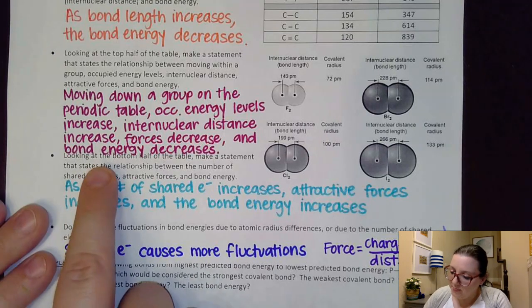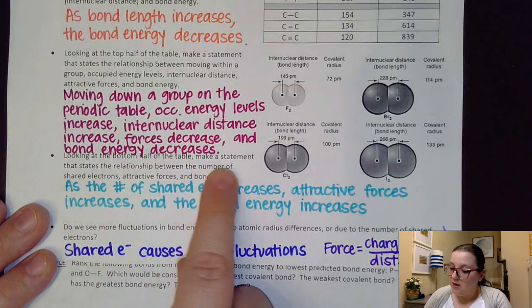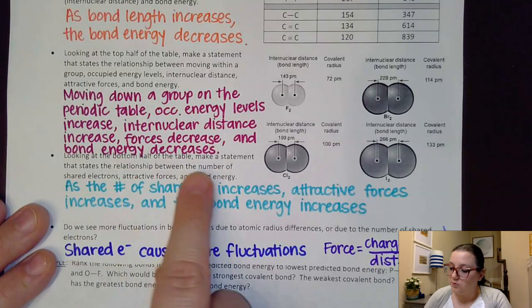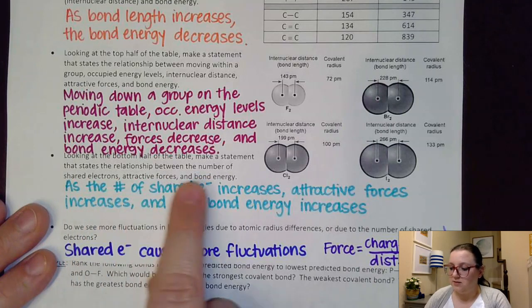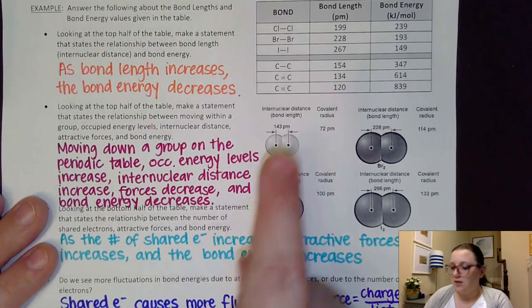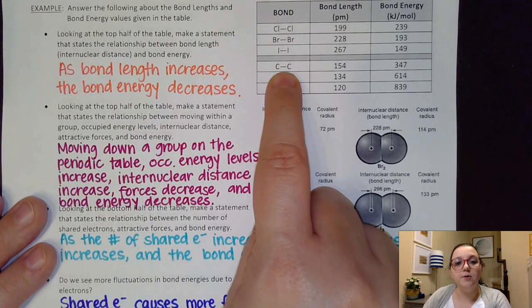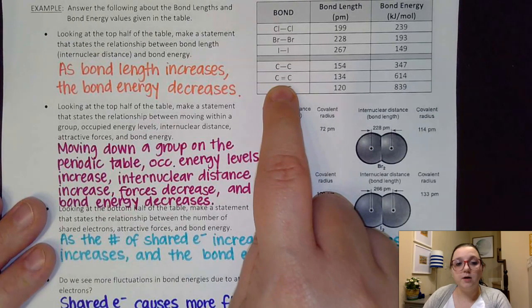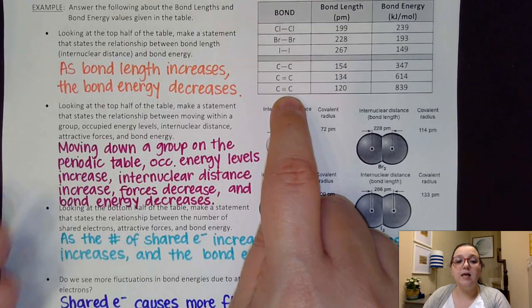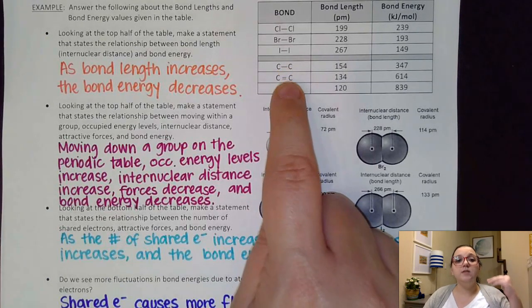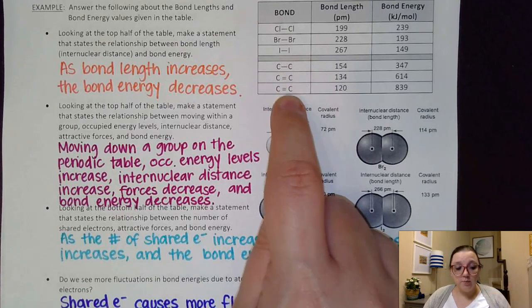It says, hey, looking at the bottom half of the table up above, make a statement that relates the relationship between the number of shared electrons, attractive forces, and bond energy. So looking at the second half here, you notice they're showing carbon to carbon with a single line, carbon to carbon with a double line, and carbon to carbon with a triple line. So that is indicating a single versus a double versus a triple bond.